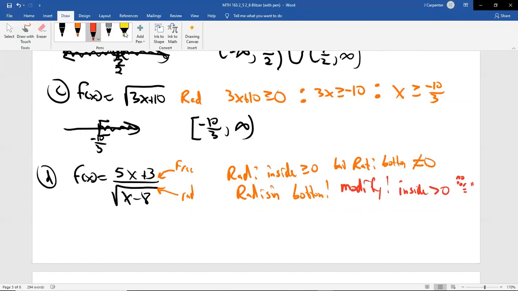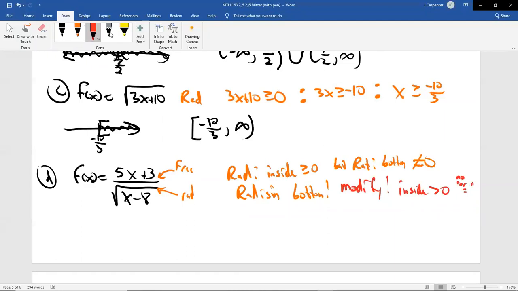In the same way that when we were trying to use brackets for graphing the fractions, we said anything that came from the bottom, you have to use a parentheses instead of bracket because it's not allowed to be 0. It's the same kind of idea here.